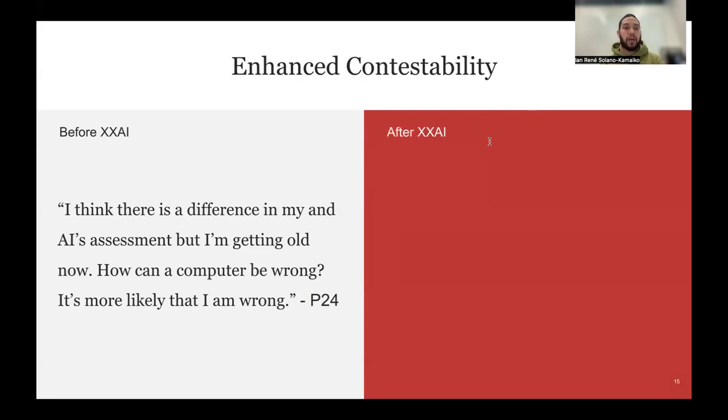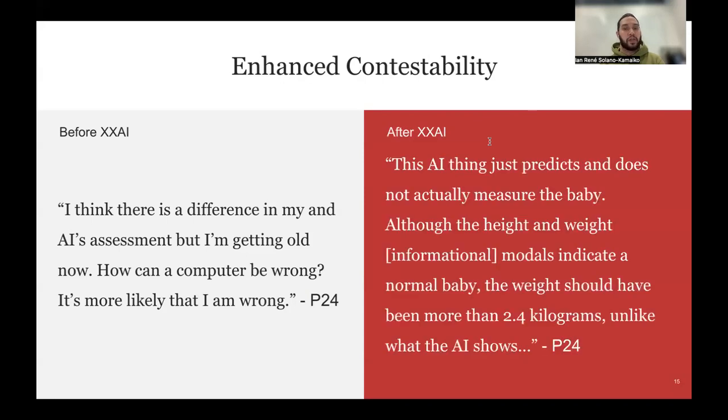And then after interacting with the explorable explanations, P24 states, "This AI thing just predicts. It does not actually measure the baby. Although the height and weight informational modals indicate a normal baby, the weight should have been more than 2.4 kilograms, unlike what the AI shows."